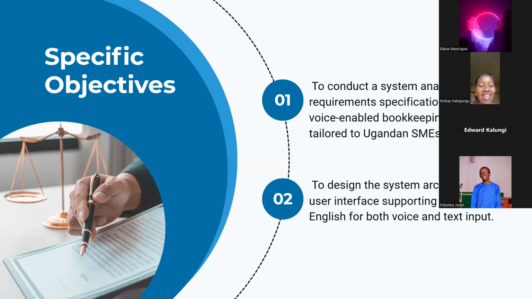Thank you to the previous speaker. I'll be continuing from where the previous speaker stopped. I'll be taking us through the specific objectives, the main objective, and the literature review. Basically, the objectives of this project: one, we have to conduct a system analysis and requirements specification for a voice-enabled bookkeeping system tailored to Ugandan small and medium enterprises. We also aim to design the system architecture and a user interface that supports Luganda and English for both voice and text input.